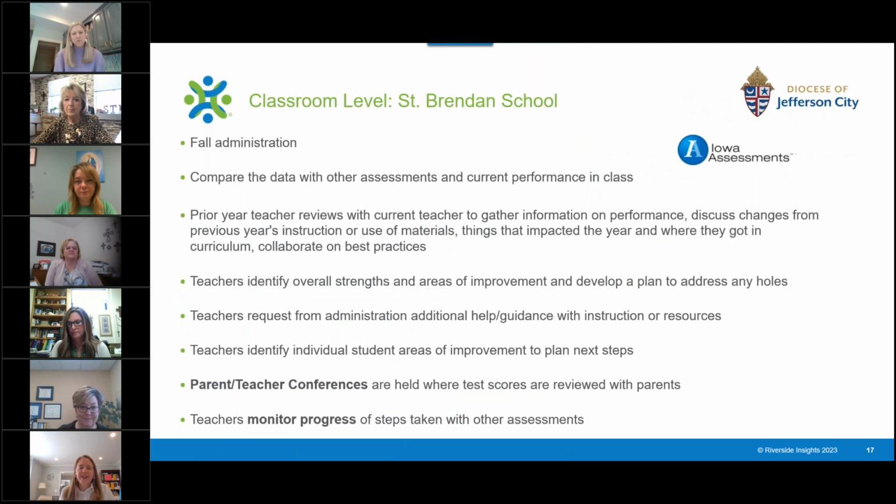So we want to look now at the classroom level. I know you all are doing some amazing things as well, and students being advocates of looking at their data as well. Do you want to share what you all are doing?